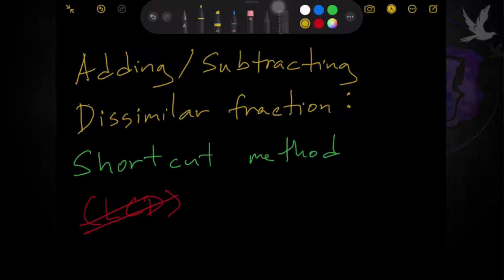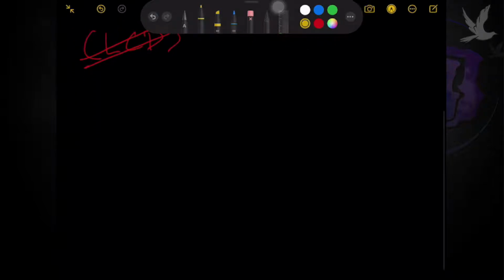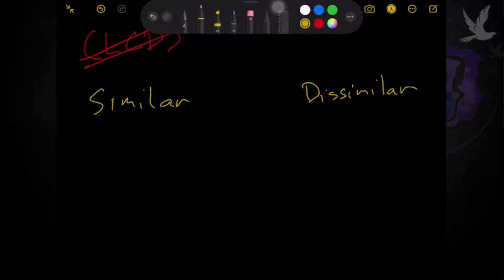Now you might have forgotten already about the term. What is dissimilar fraction? Ano nga ba ang dissimilar? So, just to review muna tayo about similar and dissimilar. Okay, similar fractions are when their denominators are the same, such as 2 over 5 or 2/5 and 1 over 5 or 1/5 and 3 over 5 or 3/5.